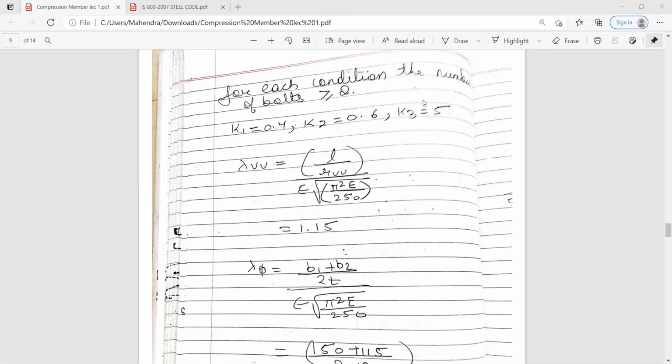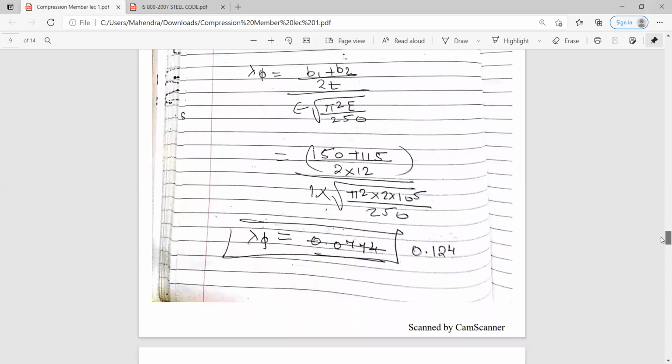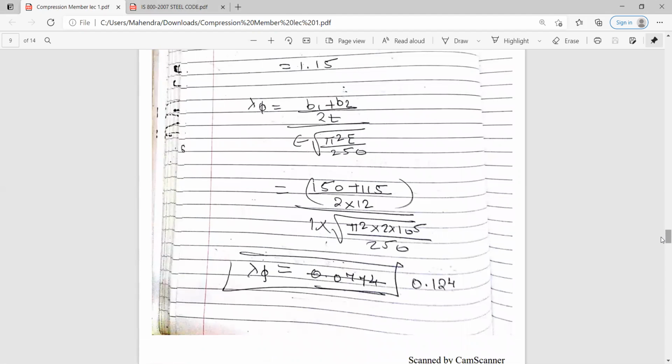Abdullah is saying RVV is 2.44. Yes, yes, I had read your message. Ma'am, I'm getting 11.5, not 1. So lambda VV will be 11.5. Then lambda phi will be B1 plus B2 upon 2t epsilon under root of pi square E upon 250. Now substitute the values of B1 and B2 upon 2t epsilon again 1, pi square E value 2 into 10 raised to power 5 upon 250. So calculate lambda phi.